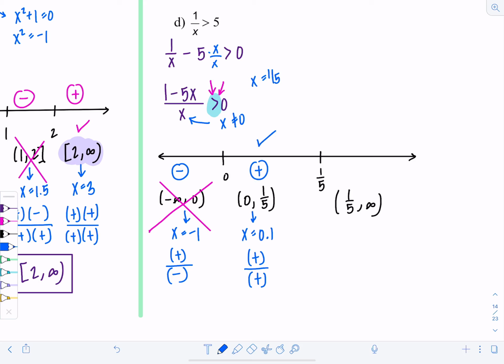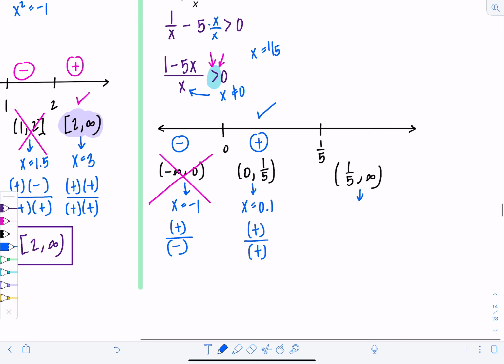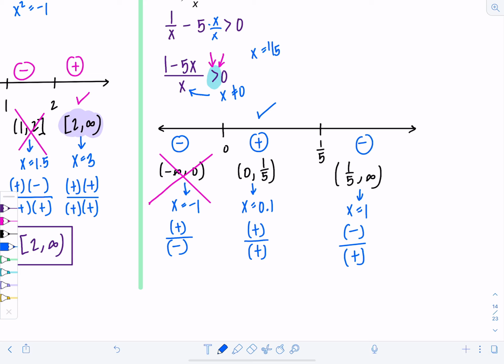That's going to work. And then from 1/5 to infinity, plug in just anything bigger than 1/5. How about 1? So 1 minus 5 times 1, 1 minus 5, that's negative. Denominator is going to be positive. That's going to give me something negative. So that does not work. No way. So our final answer is just the interval from 0 to 1/5.